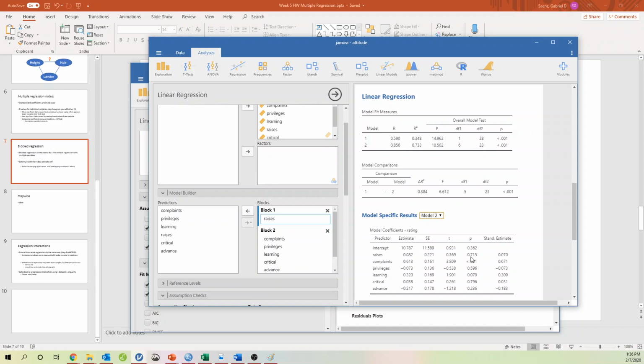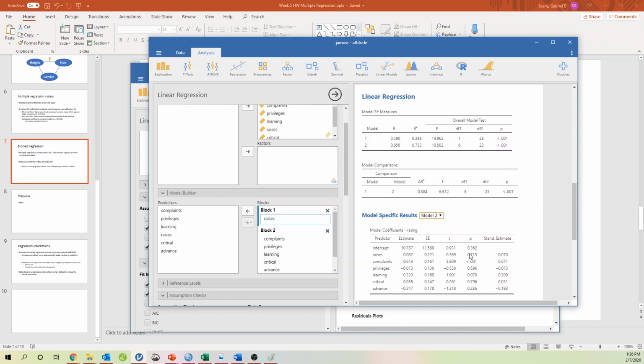How does this differentiate itself from a normal regression? Two things. Number one, you can report this coefficient table and this coefficient table. So you could say, when included by itself, raises is a significant and substantial predictor of rating. However, when incorporating or accounting for other independent variables, raises loses its unique predictive value.